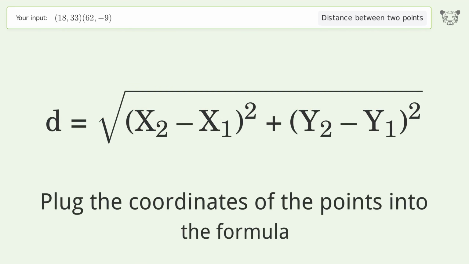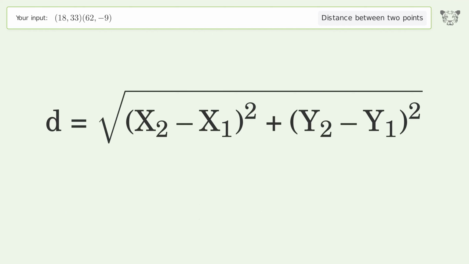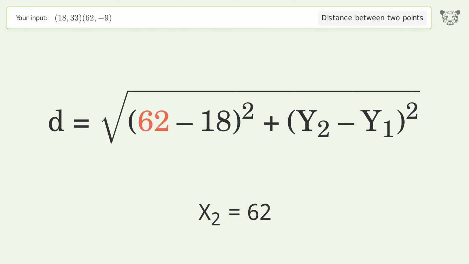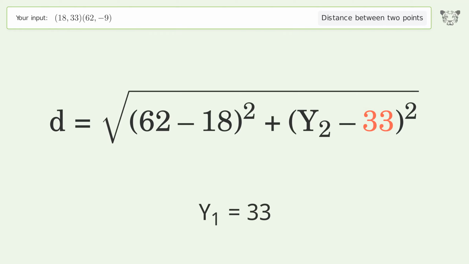Plug the coordinates of the points into the formula. x1 equals 18. x2 equals 62. y1 equals 33. y2 equals -9.